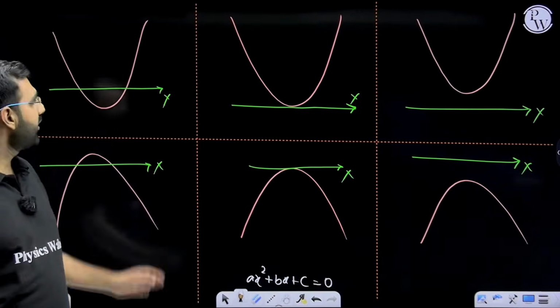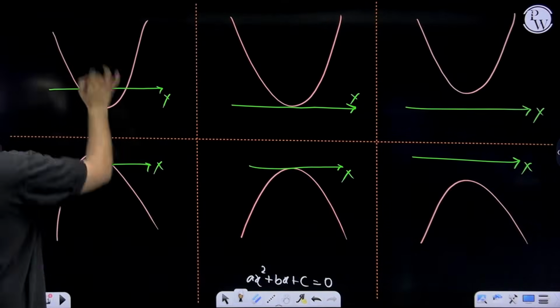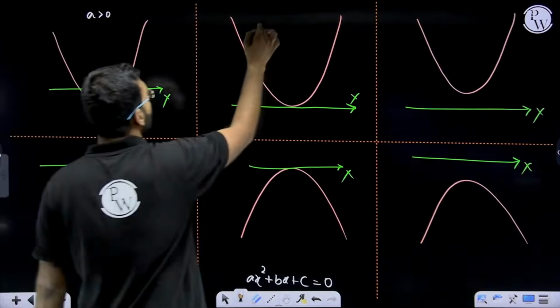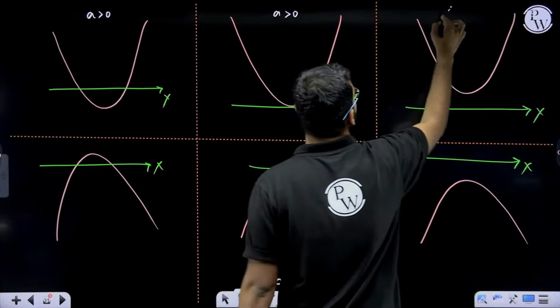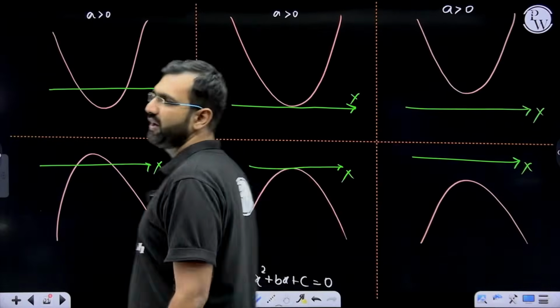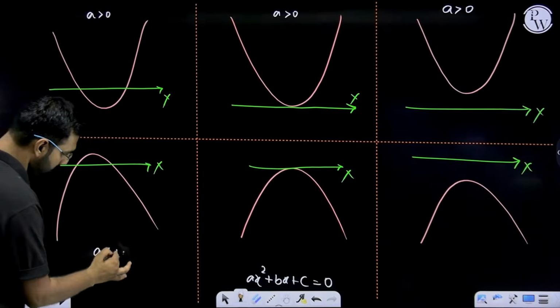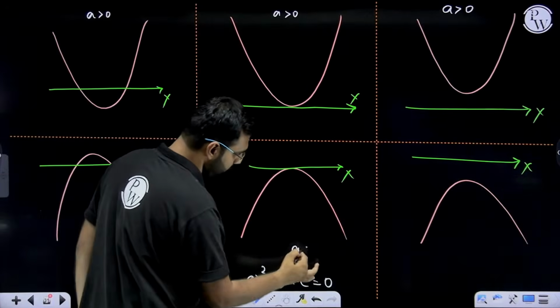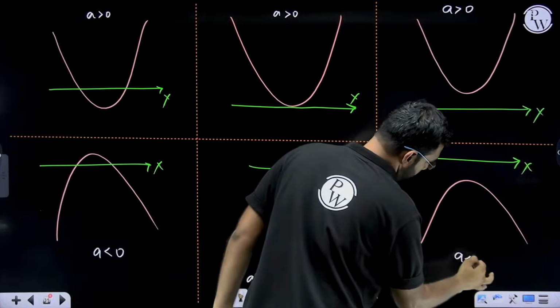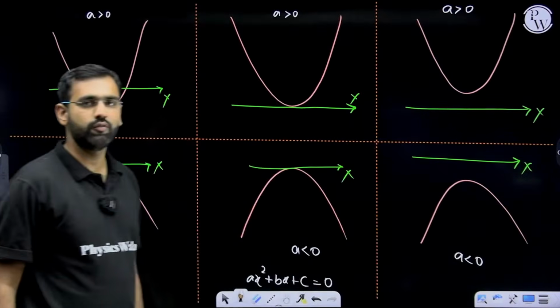Now, whenever it is an upward facing parabola, we all know that in that case, the coefficient of x square is always positive. Do you remember that? Whenever it is a downward facing parabola, the parabola is downward facing only when the coefficient of x square is negative. I hope you do remember that. Now, can you help me with a few more cases?